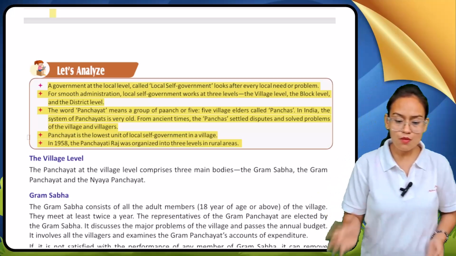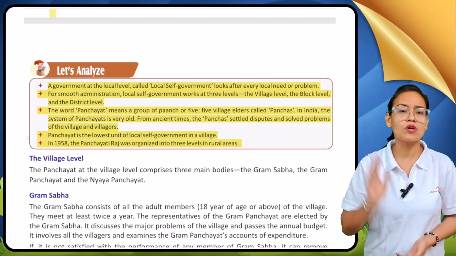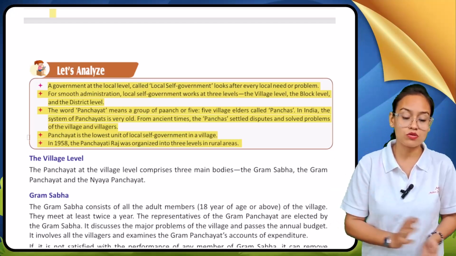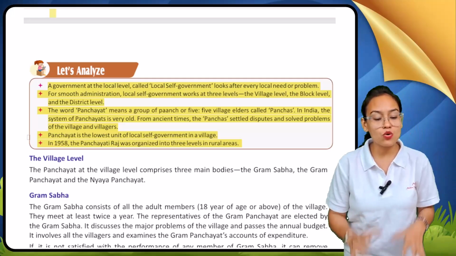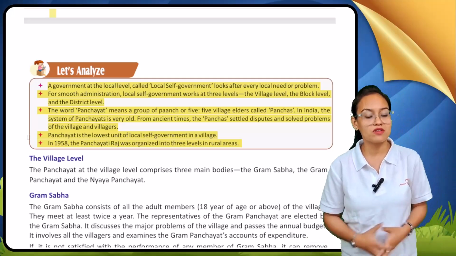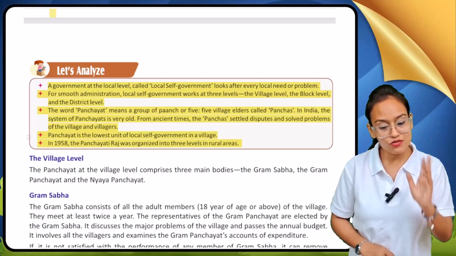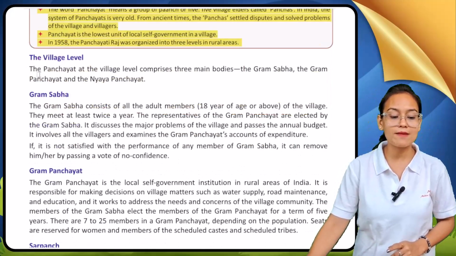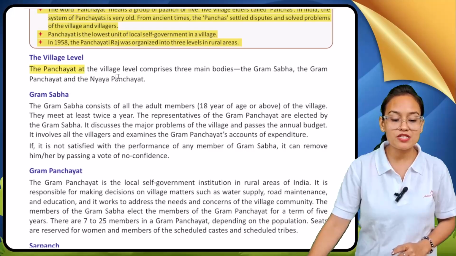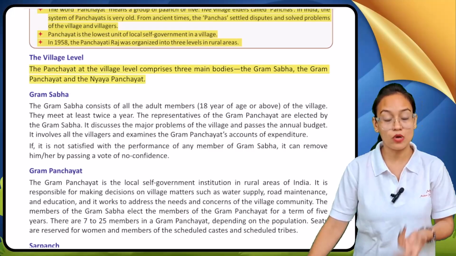The Panchayati Raj system is a very old system. It is not a new concept. Panchayat is the lowest unit in the self-governing body. In 1958, the Panchayati Raj system was organized at three levels in rural India. Now, my dear student, we are going to see the panchayat system at the village level.